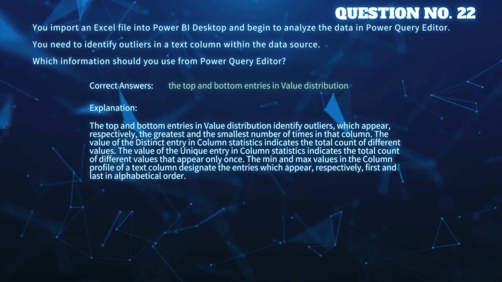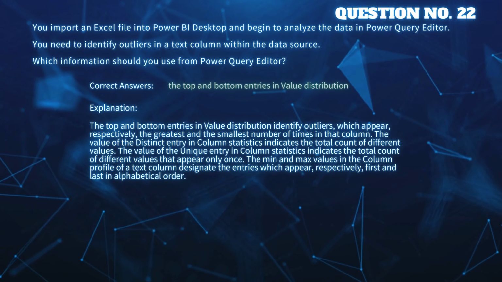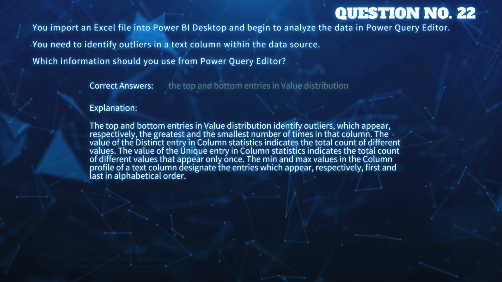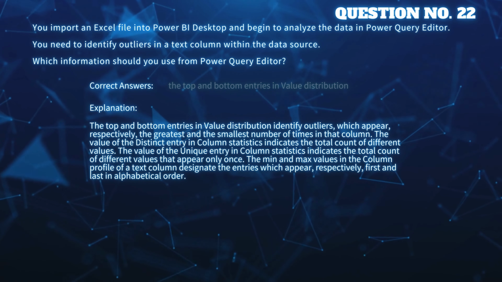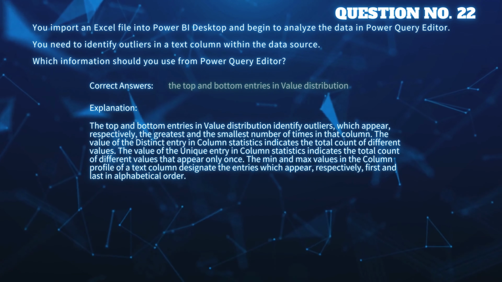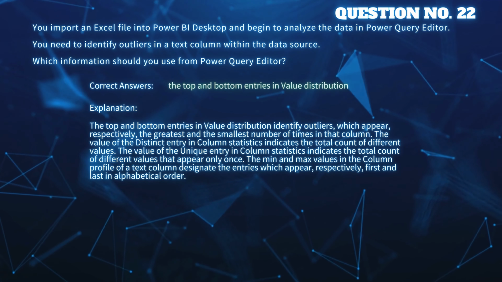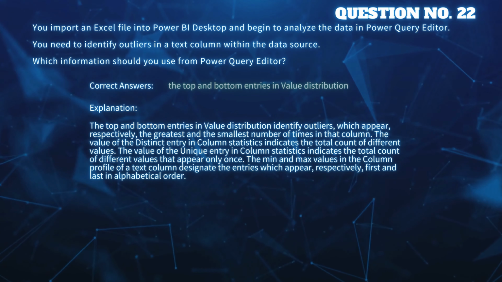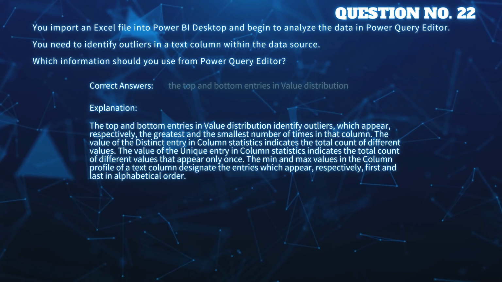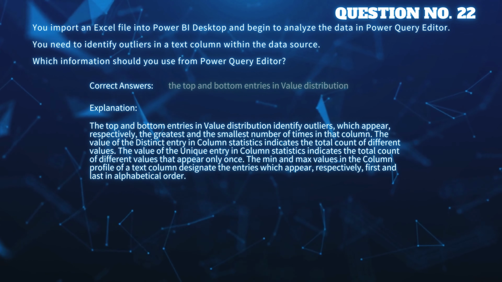Explanation: the top and bottom entries in value distribution identify outliers, which appear, respectively, the greatest and the smallest number of times in that column. The value of the distinct entry in column statistics indicates the total count of different values. The value of the unique entry in column statistics indicates the total count of different values that appear only once. The min and max values in the column profile of a text column designate the entries which appear, respectively, first and last in alphabetical order.